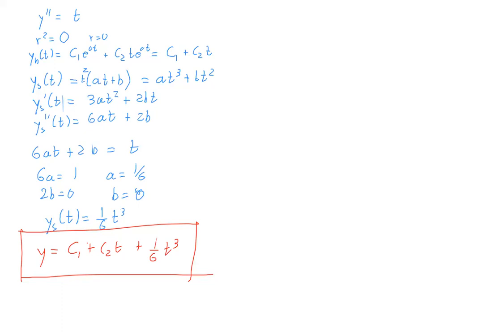Questions, please. Let's do one more. So try to do y double prime minus 3y prime plus 2y, again, an example that we saw before, is equal to e to the t. I don't know, make it 5e to the t, why not? Okay, give it a try.